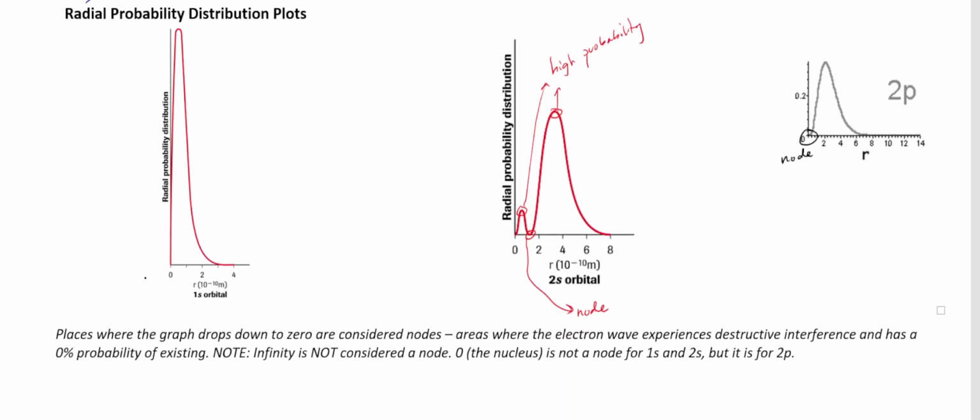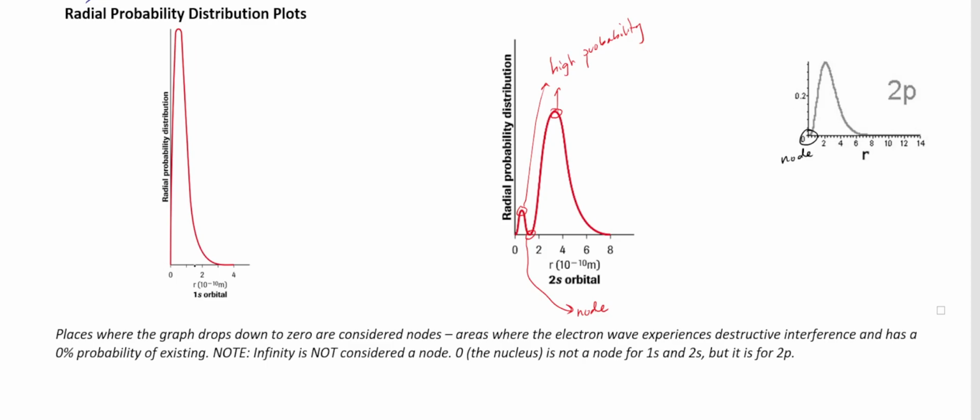Let's read this note right here. Places where the graph drops down to 0 are considered nodes. So drops to 0, that's a node. Areas where the electron wave experiences destructive interference and has a 0 probability of existing. Note, infinity is not considered a node. So even though it does drop to 0 here, the probability of finding an electron approaches 0, but is not exactly 0. It's only exactly 0 at a node.